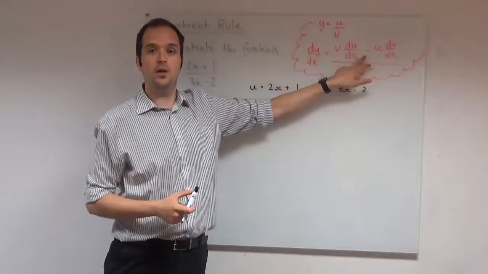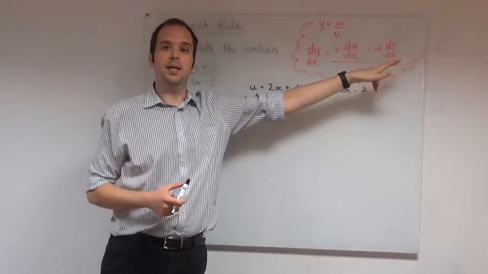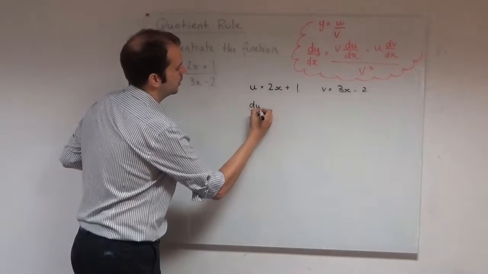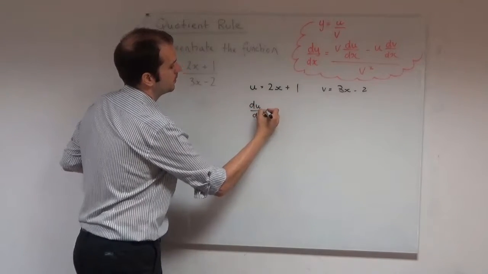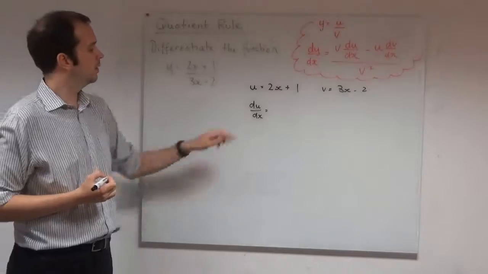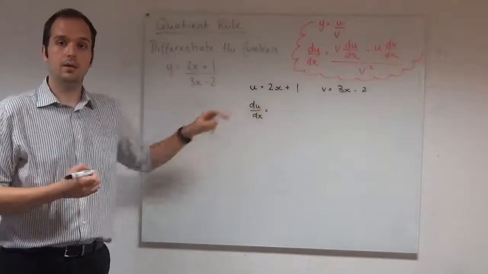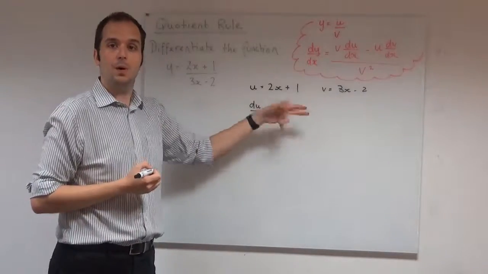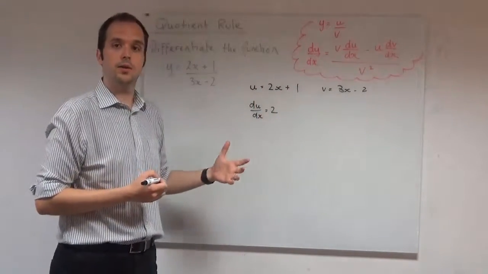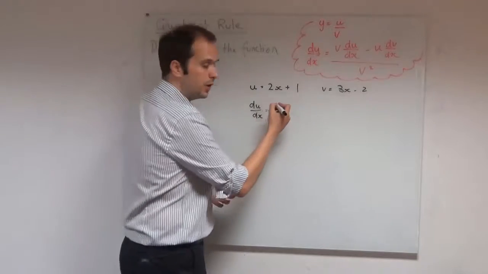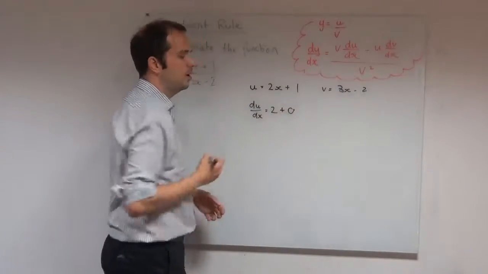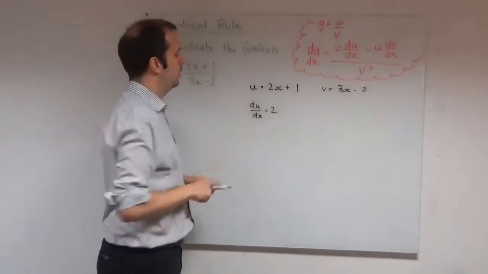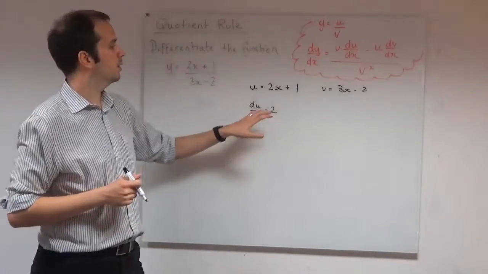We've defined our u and our v. We now need to find du by dx and dv by dx. So I've got my u, so I can just differentiate that to find du by dx. So if I differentiate 2x, I get 2. And if I differentiate 1, well 1's a constant. When you differentiate a constant, you get 0. So I could put in a plus 0 here, but that's not needed, so we won't bother. That's our du by dx.